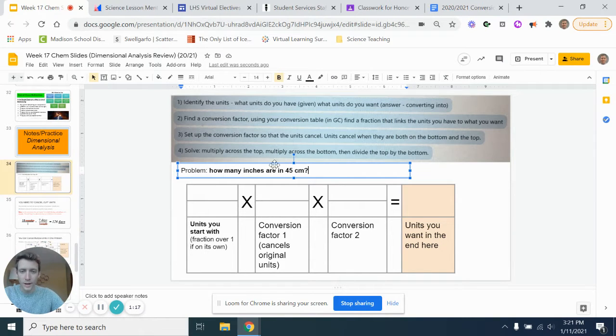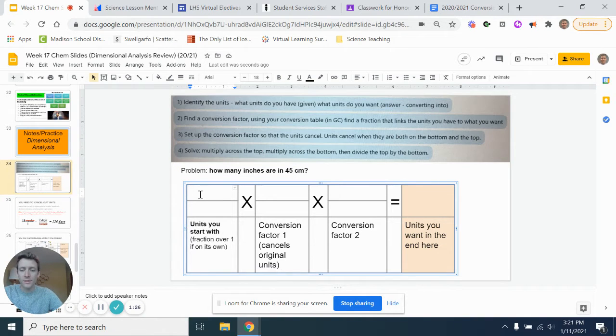For example, what do I have? I can see in the problem, I know that I have 45 centimeters. That is a known value. It is given in the problem. So I'm going to start by writing that on the left. 45 centimeters.